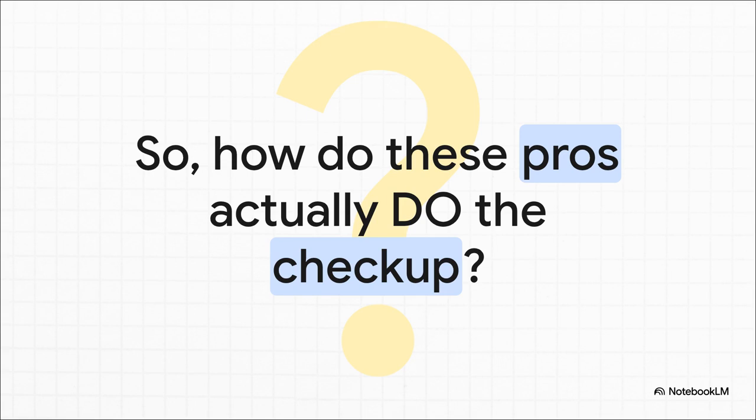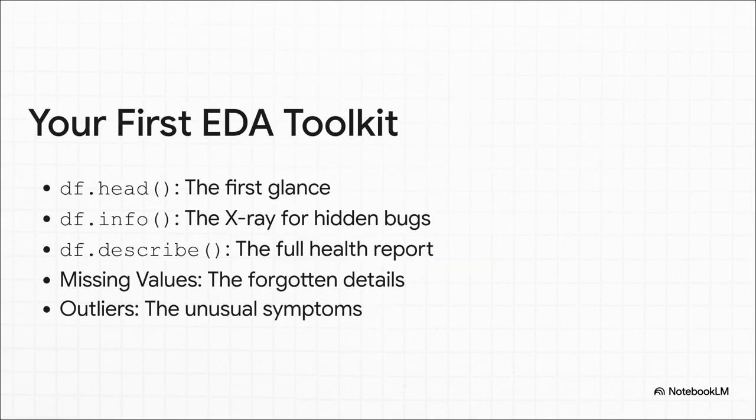What are the tools inside your medical kit? Well, let's break down the essentials. Here it is, your very first EDA toolkit. Think of df.head as just your first glance at the patient, just seeing what they look like. df.info, that's like an X-ray. It helps you find hidden problems, like a broken bone you can't see from the outside.